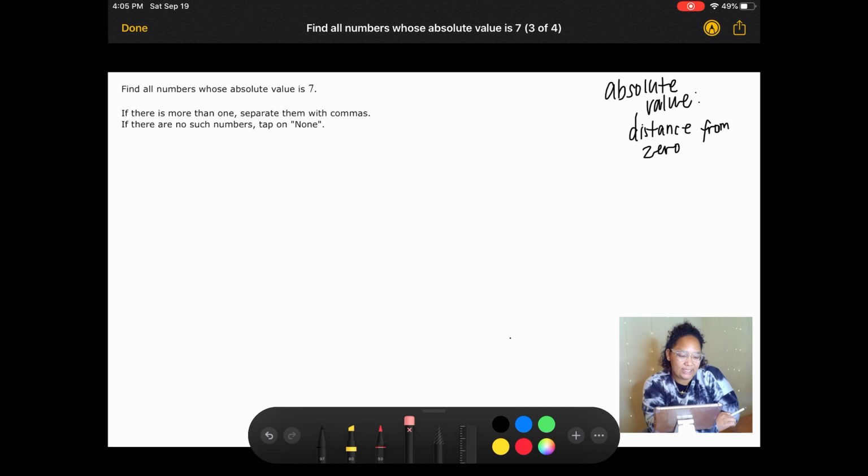So the question says, find all numbers whose absolute value is 7. If there is more than one, separate them with commas. If there are no such numbers, tap on none. So first of all, let's talk about absolute value.